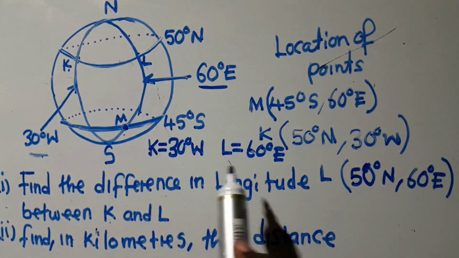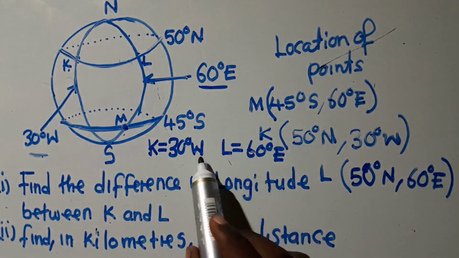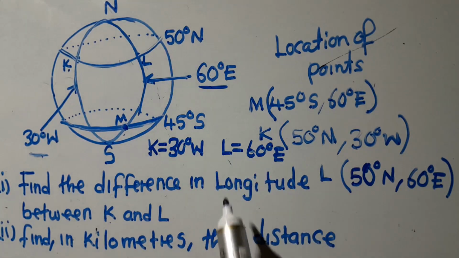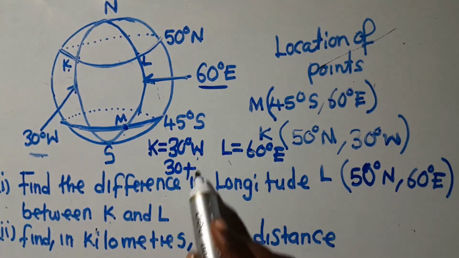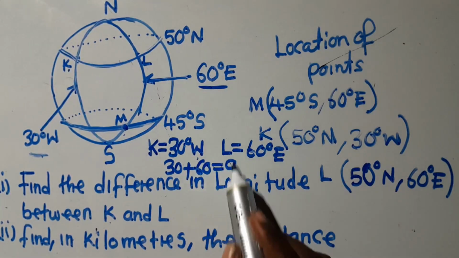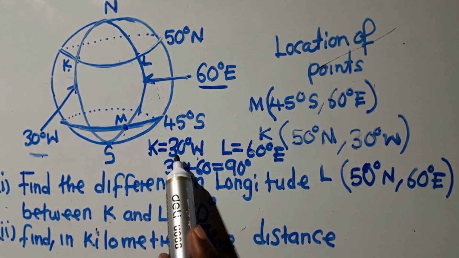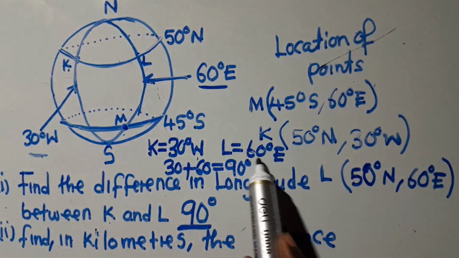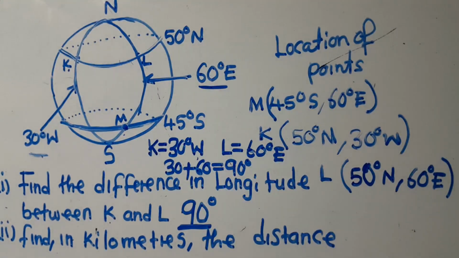What you need to know and understand tonight is that whenever you've got different directions, you need to add. If this is west and this is east, just add 30 plus 60. You are going to get 90 degrees. So this is the difference, and the answer here is 90 degrees. You are done. This is 30 degrees west, this is 60 degrees east, different directions, so you add. If you're having north, south, you need to add.